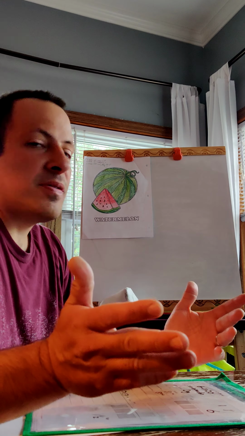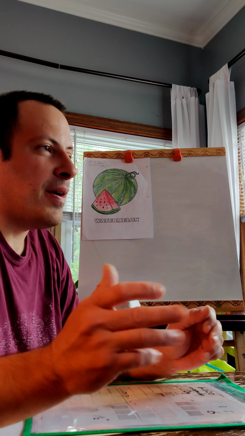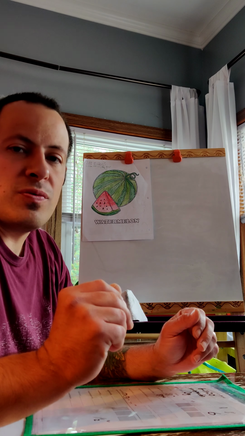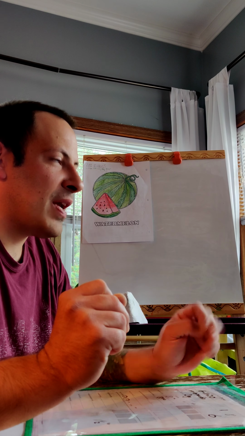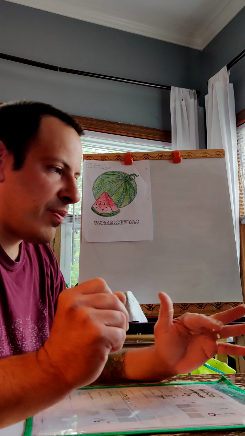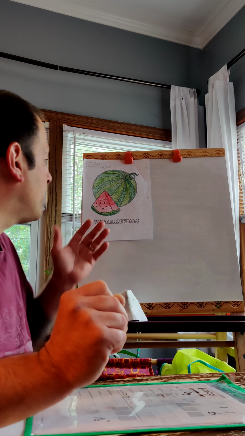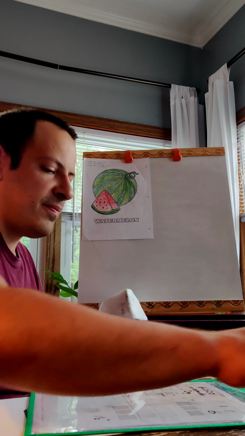I know I said I was gonna do zucchini today, but it is just too wet out there. We got a lot of rain last night, and it's just too wet to go out there. So we're gonna play around and we're gonna do watermelon instead. So let's get it started.